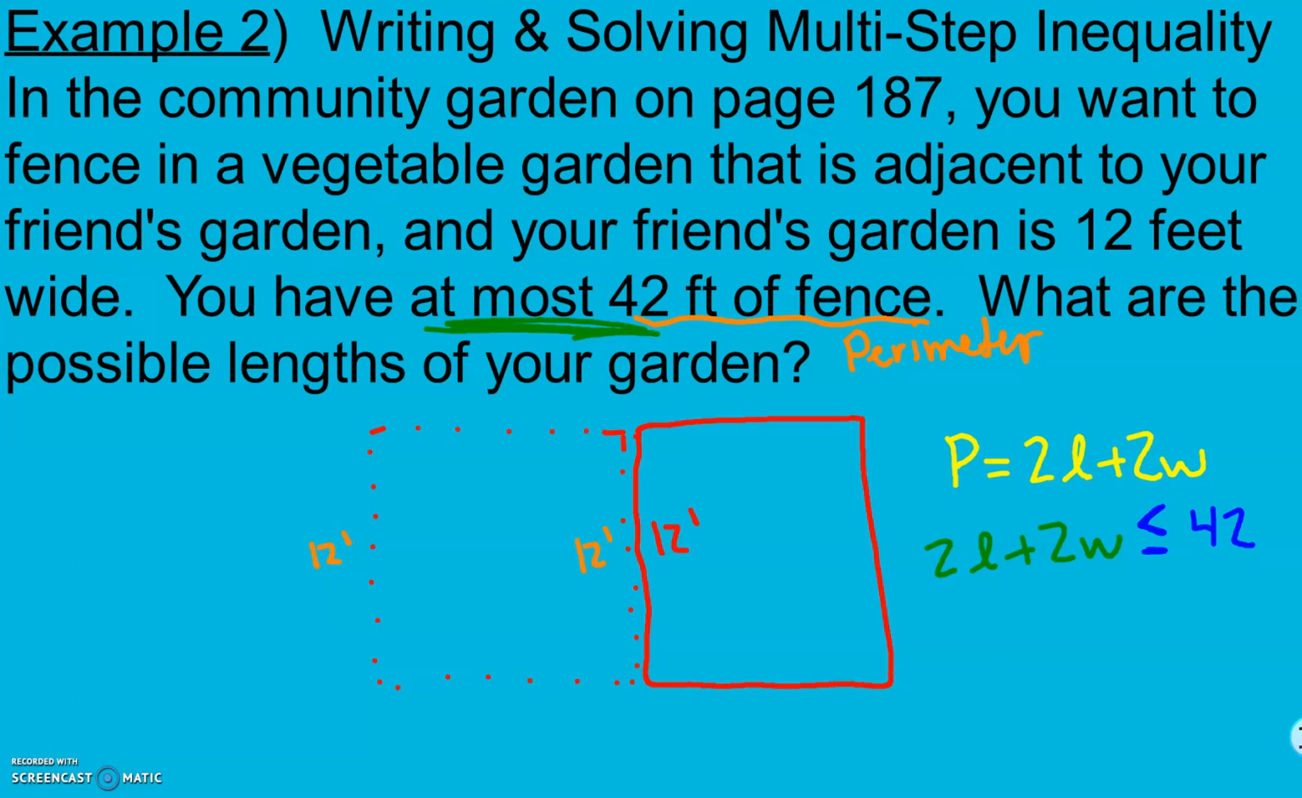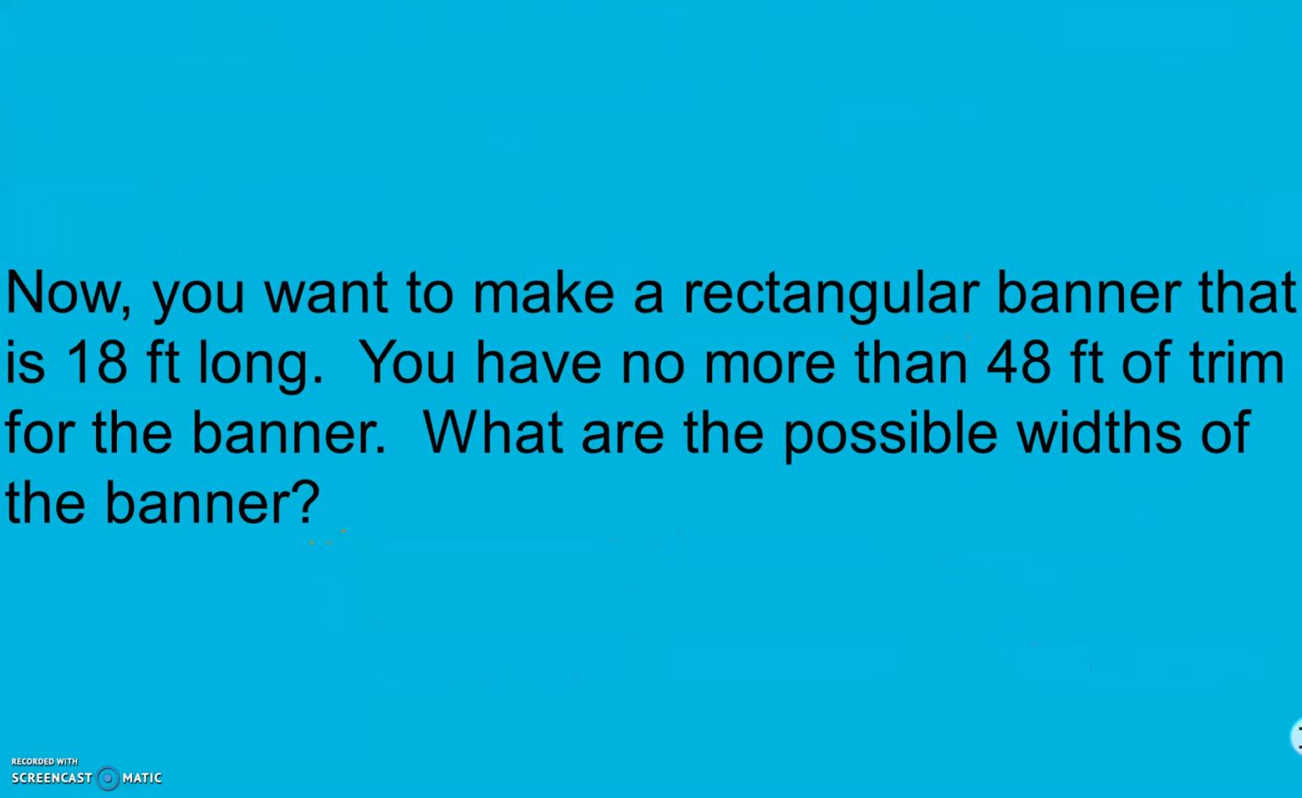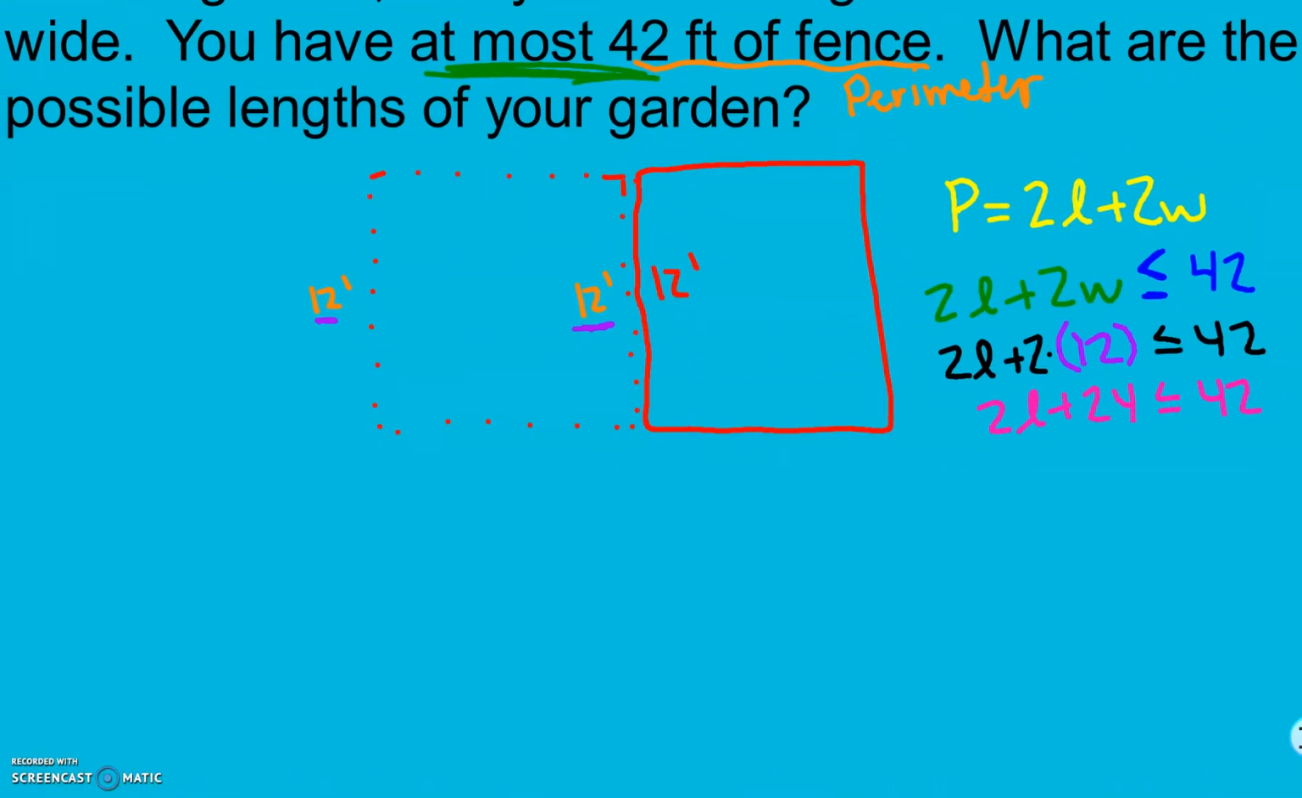Now, we know what our width is. We know our width is 12. So I'm going to plug that in for W. And now we can solve. My left side is not as simple as I can get it, so I'm going to do that first. My variable is being multiplied and added, so I get rid of my addition first by subtracting. That gives me 0, so I have 2L less than or equal to 18.